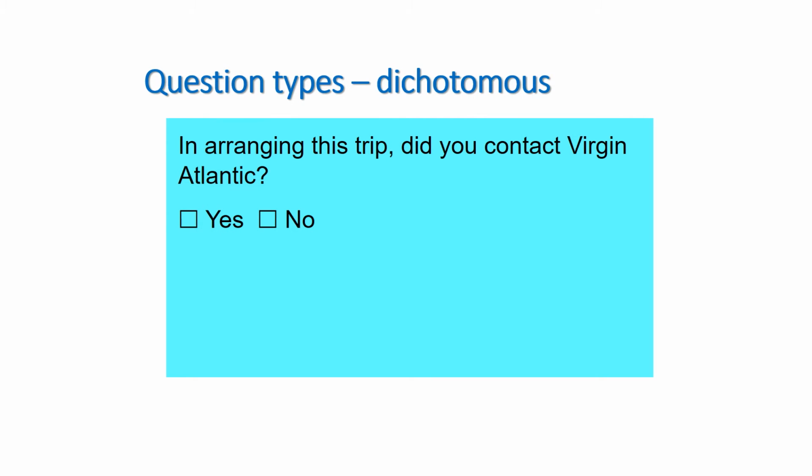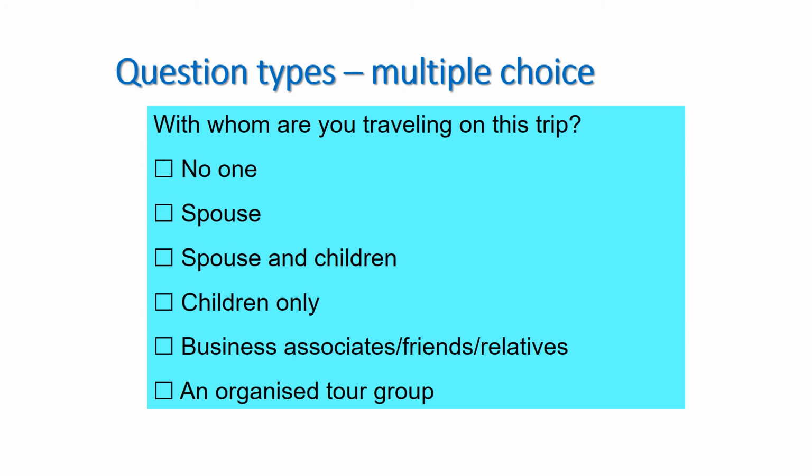Question types: dichotomous. For example, arranging this trip, did you contact Virgin Atlantic? It's either a yes or no. Question types in terms of multiple choice: with whom are you traveling on this trip? No one, spouse, spouse and children, children only, business associates, or an organized tour group.